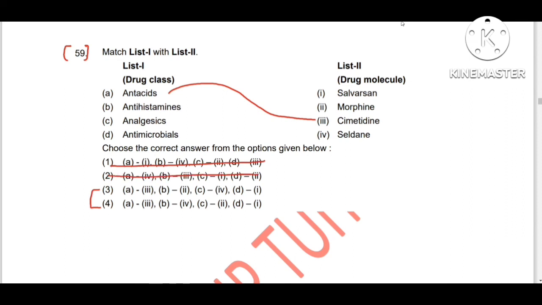Next well-known drug class is antihistamines. I know that the antihistamine drug molecule is Seldane. So B matches with 4. Here in option 3, B matches with 2, so that option is also eliminated. The only option left is 4. 4 is our correct answer. There is no need to verify the remaining one, because two are correct. You can easily conclude that 4 is our correct answer.